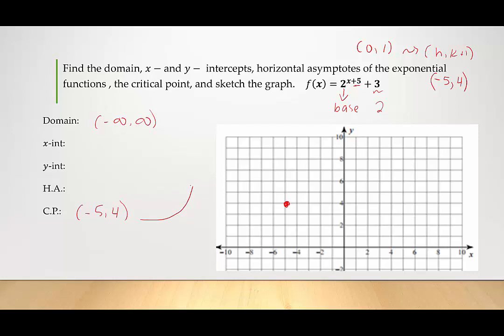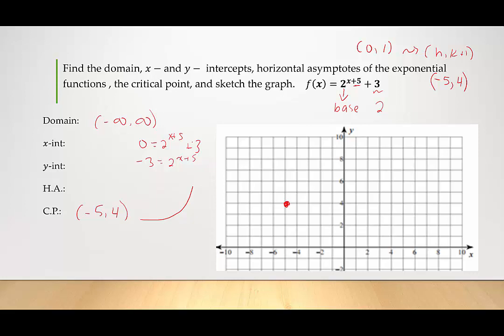And we can verify that because to find an x-intercept, we would plug in 0 for f of x. So we'd have 0 equals 2 to the x plus 5, plus 3. Then we would subtract 3 from both sides. We get negative 3 is equal to 2 to the x plus 5. So what this is saying is, what power would I need to raise 2 to in order for the result to be negative 3?